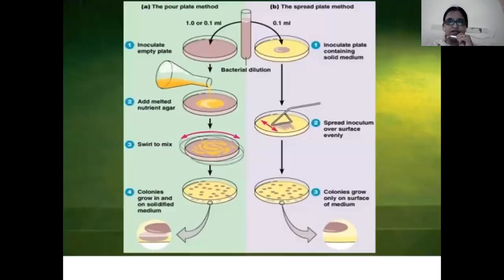Next, this is the method for pour plate. First we have to dilute the bacteria, and then we have to pour it, and after that we have to spread this inoculum evenly.